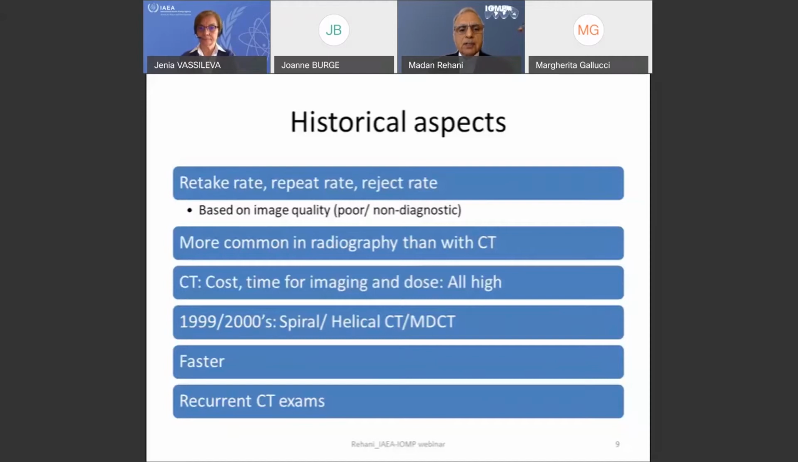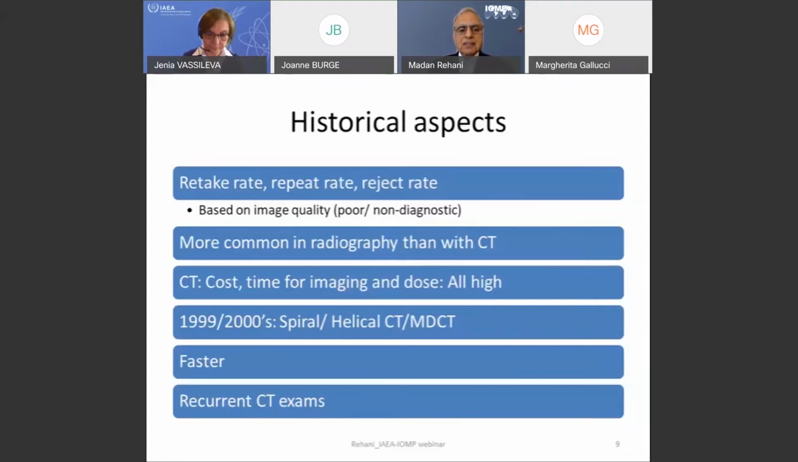And it was more common in radiography than with CT, because CT was something which was very expensive at that time. And the dose was also high. And the time needed for CT was also reasonably high at that time. So it was in the 2000s or late 1990s that spiral CT came up and the multi-detector CT came up, which was faster and faster. And then recurrent CTs became something more common, and with time it has been becoming common and common.